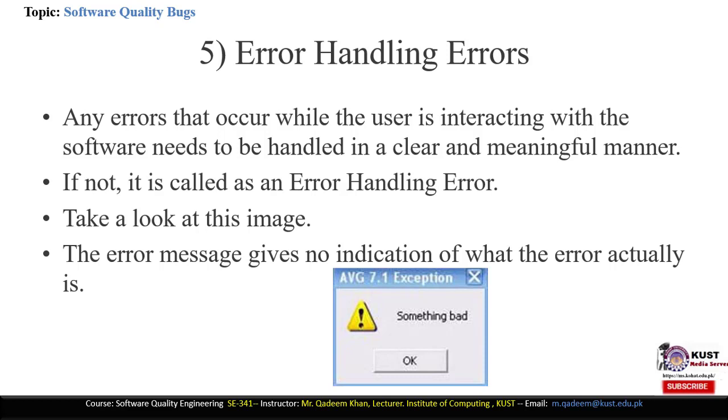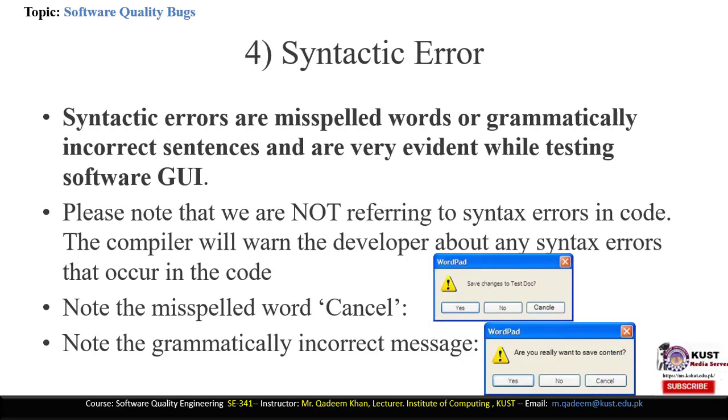If we go back to the previous example, that is syntactic errors, they are very clear. For example, "Save changes to the text document?" and "Are you really want to save contents?" There is a spelling mistake, cancel, automatically from the sequence. You can understand that either the yes option should be clicked, the no option, or neither of the two, that is the cancel option, should be clicked here. While here you can see that "Are you really want to save contents?"